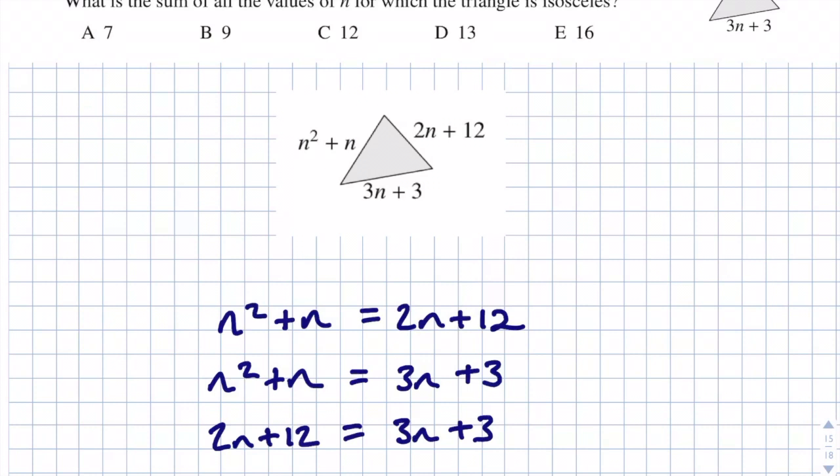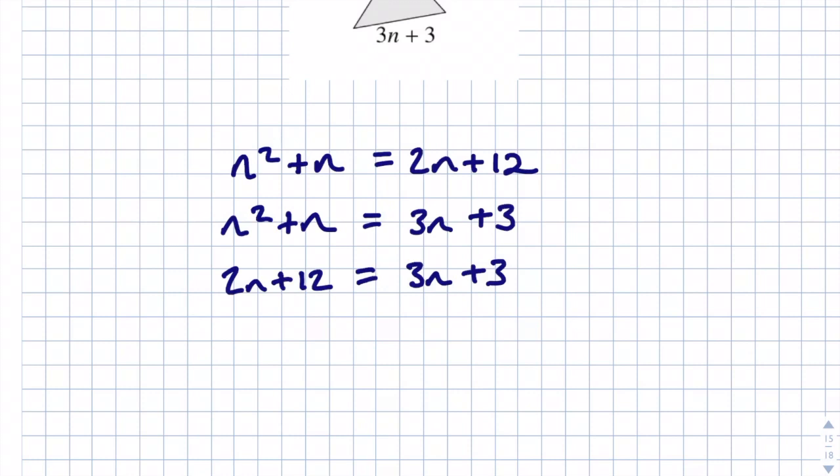And now what we need to do is solve each of these equations for n, substitute the value of n into each of these expressions for each of these side lengths, and then work out whether they form an isosceles triangle. So if we solve this first equation, n squared plus n equals 2n plus 12.